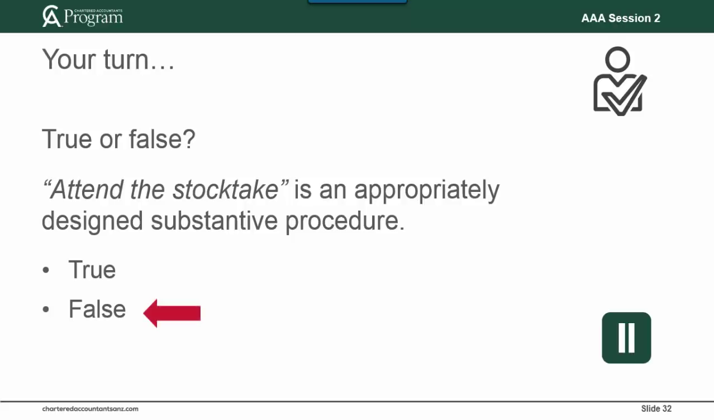The correct answer is false. Remember, each procedure needs to be designed outlining the nature, timing, and extent. This statement only vaguely covers the nature and vaguely suggests timing and doesn't cover extent whatsoever.